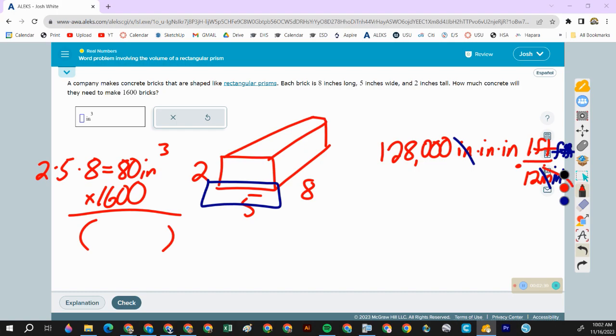And now all of the inches cancel all the inches, and all of the feet we end up with feet cubed, which means there would be 3 12s. So 128,000 divided by 12, divided by 12, divided by 12 gives me 74 feet cubed. So because this is a three-dimensional figure, I have to divide it by 12 3 times to convert each direction from inches to feet.